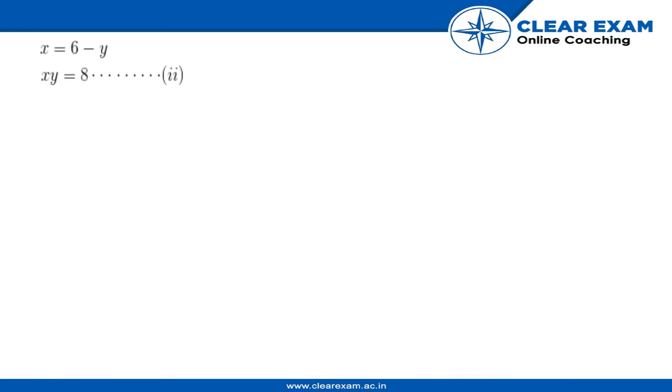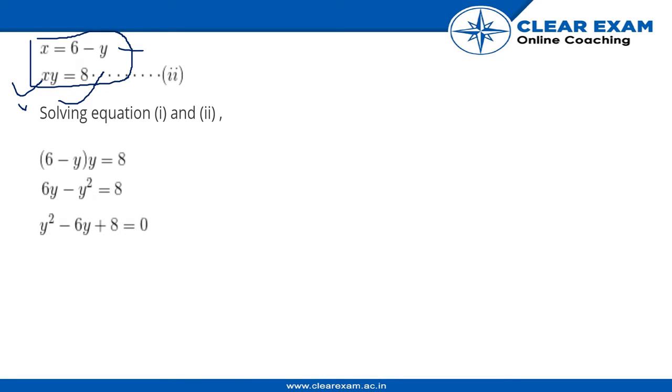Okay, so what we have is x is equal to 6 minus y, and xy is equal to 8. So the question is pretty straightforward. What we can do is either replace the value of x in this equation, or y from this equation into this equation. So let's see what's our next step. Yeah, so what we do, we have replaced the value of x.